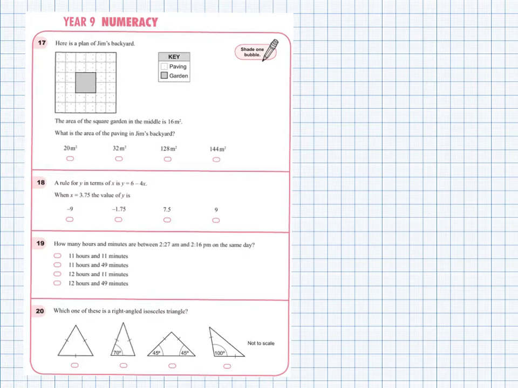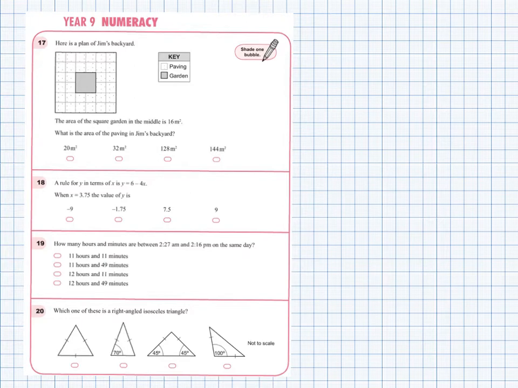So here we have a question: a plan of Jim's backyard. Some notation: the area of the square garden in the middle is 16 meters squared, this one here. So what is the area of the paving in Jim's backyard? Pretty much what we have to do is calculate the area of all of this, and then take away the garden. So how are we gonna do that?